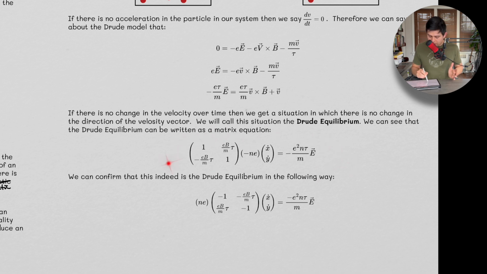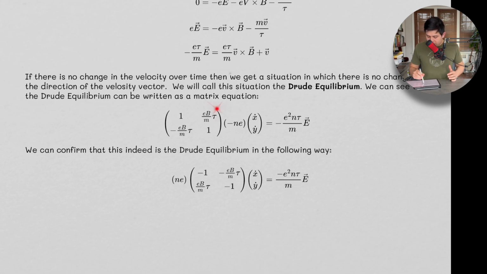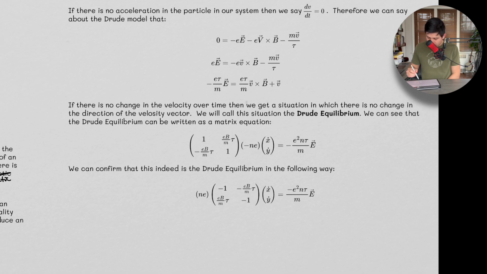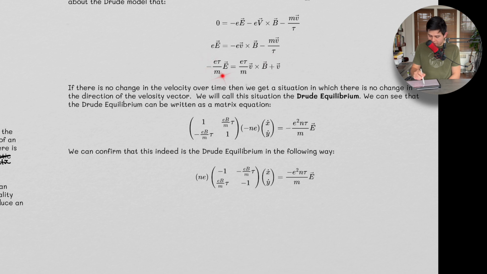This is going to be the equation. We're sort of going to work backwards here. All right. So this matrix, let's see what happens here, right? This matrix multiplied by our velocity, right, times the number of particles and the charge of those particles, is going to be equal to this right here, right? So we can confirm that this indeed is the Drude equilibrium in the following way. So we want to keep this in mind. Now we're going to work with this.